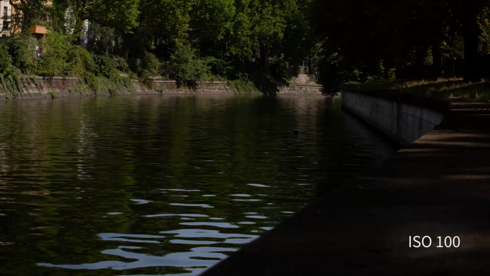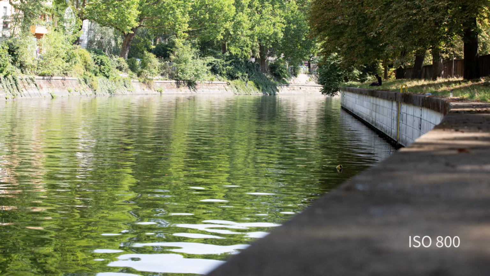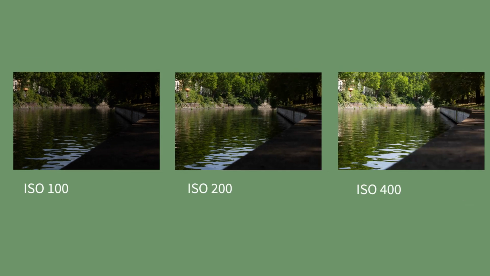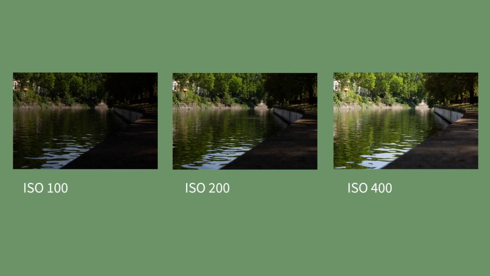So an image that's taken at an ISO of 100 will be less bright than an image that's taken with an ISO of 800. From one ISO value to the next, the number of the ISO will double, and so will the sensitivity of the sensor, and therefore the brightness of the image. So an image that's taken with an ISO of 100 will be half as bright as an image that's taken with an ISO of 200, and that will be half as bright as a picture that is taken with an ISO of 400, and so on.